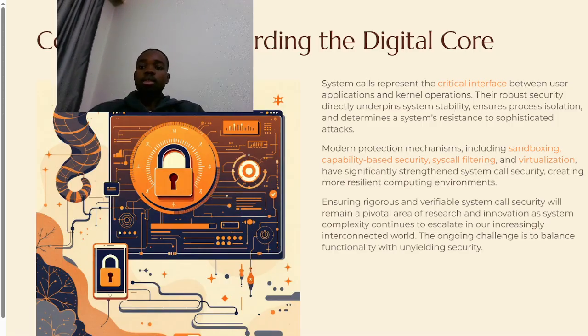Ensuring rigorous and verifiable system call security will remain a vital area of research as system complexity continues to escalate in our increasingly interconnected world. The ongoing challenge is to balance functionality with unyielding security.